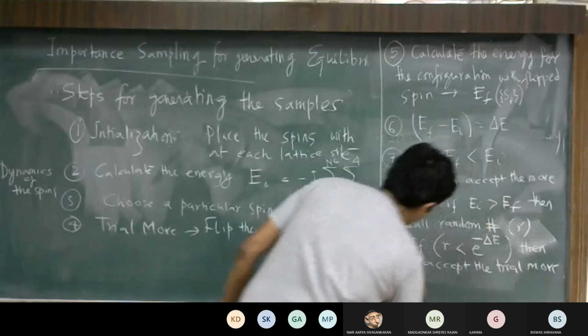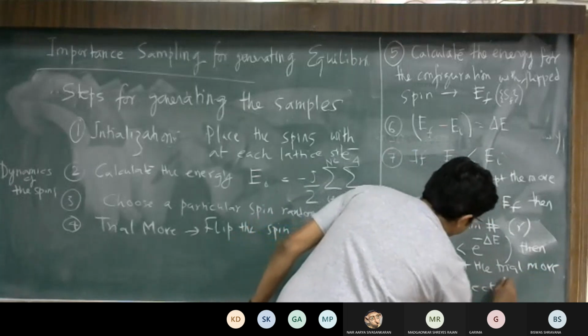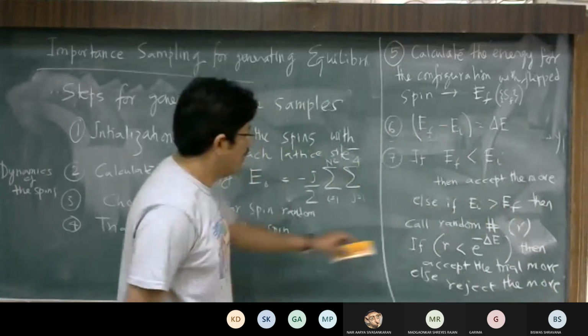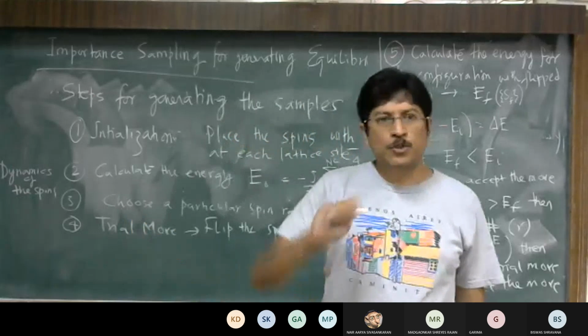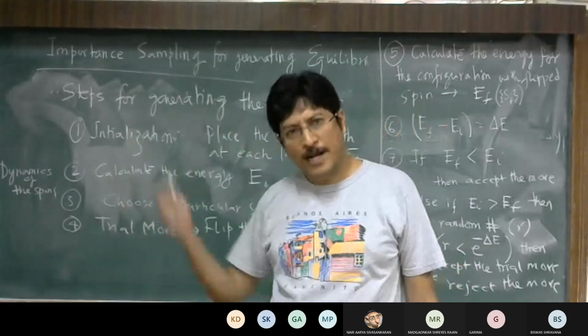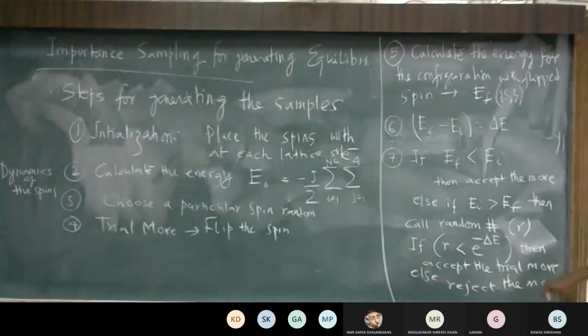Else, reject the move. When I say reject the move, that means when you flip the spin, you do not accept that configuration. You go back to whatever configuration you had initially, at the previous step. So if this condition is not satisfied, that means you find the random number greater than this, that basically means this event has not happened.